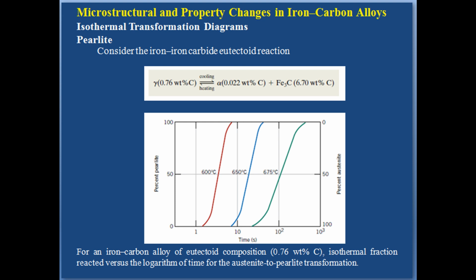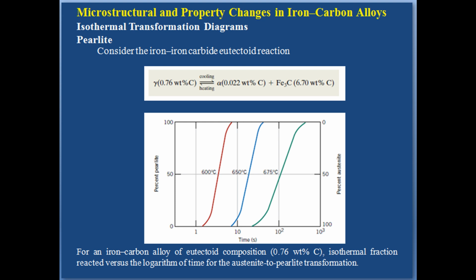Now we are going to discuss the isothermal transformation diagram, in which we are going to discuss the pearlite. Consider the iron carbide eutectoid reaction, that is gamma with 0.76 weight percent carbon will, upon cooling, give alpha with 0.022 weight percent carbon plus Fe3C with 6.70 weight percent carbon, which is fundamental to the development of microstructure in steel alloys.